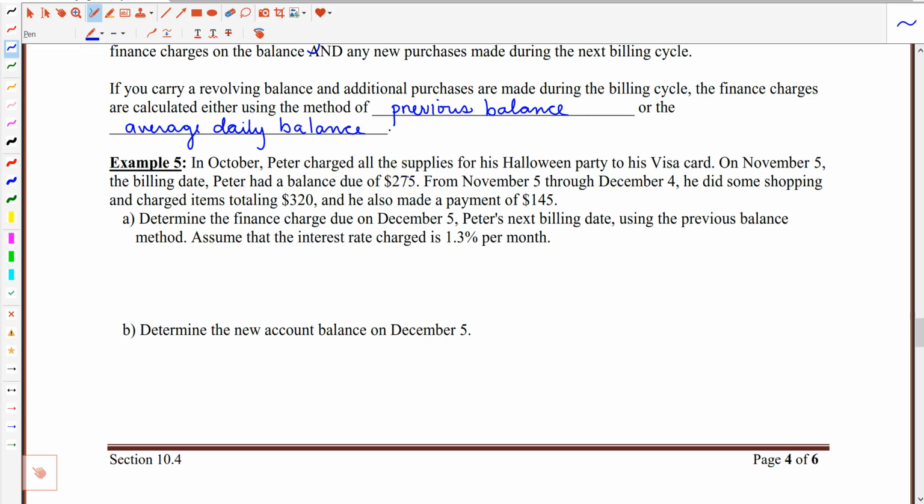So for Part A, it says determine the finance charge due on December 5th, Peter's next billing date, using the previous balance method. Assume that the interest rate charge is 1.3% per month. And then after we figure that out, for Part B, we'll determine the new account balance on December 5th. Now the previous balance method is calculated pretty much how the name suggests. They're going to only charge the interest rate on whatever that previous balance was, which in this case is the $275.